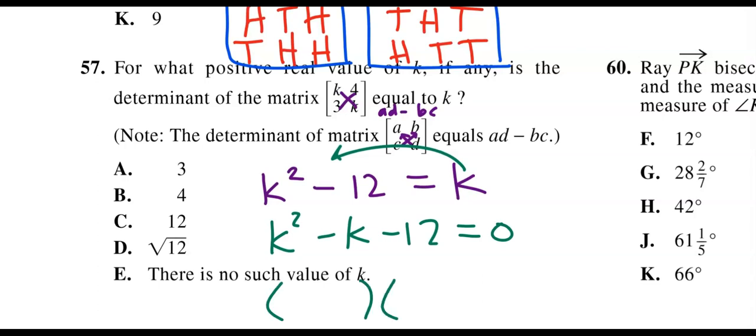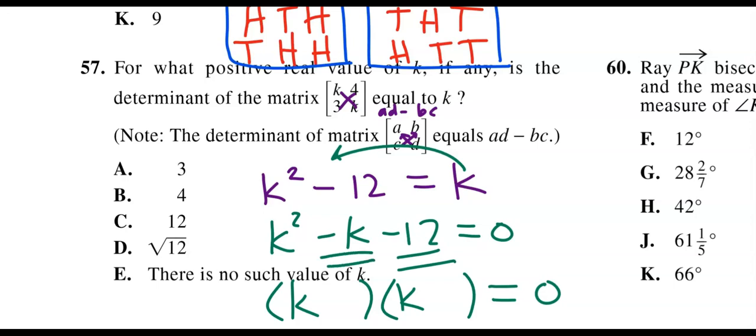Is this thing factorable? Are there factors of 12 whose difference is negative 1? Can you think of any numbers that multiply together to give you negative 12, but they have to add up to negative 1? Negative 4 and 3.